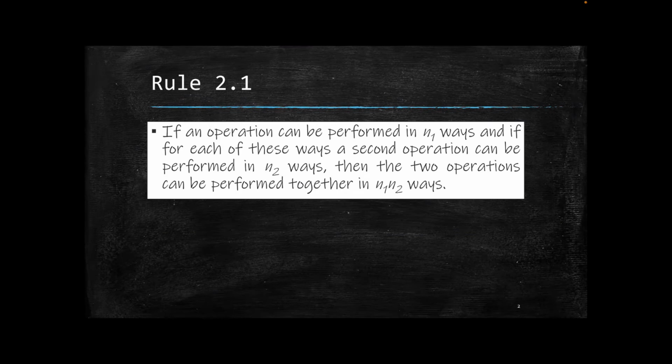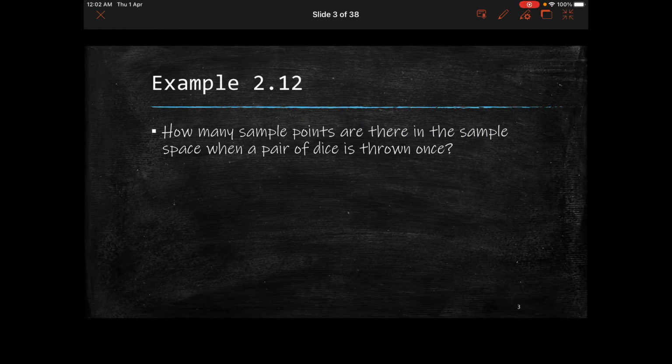So let's dive into the first theorem, and we'll explain this as we go through it. For the first one, it says if an operation can be performed in n1 ways, and if for each of these ways a second operation can be performed in n2 ways, then the two operations can be performed together in n1 multiplied by n2 ways. The first example: how many sample points are there in the sample space when a pair of dice is thrown once?